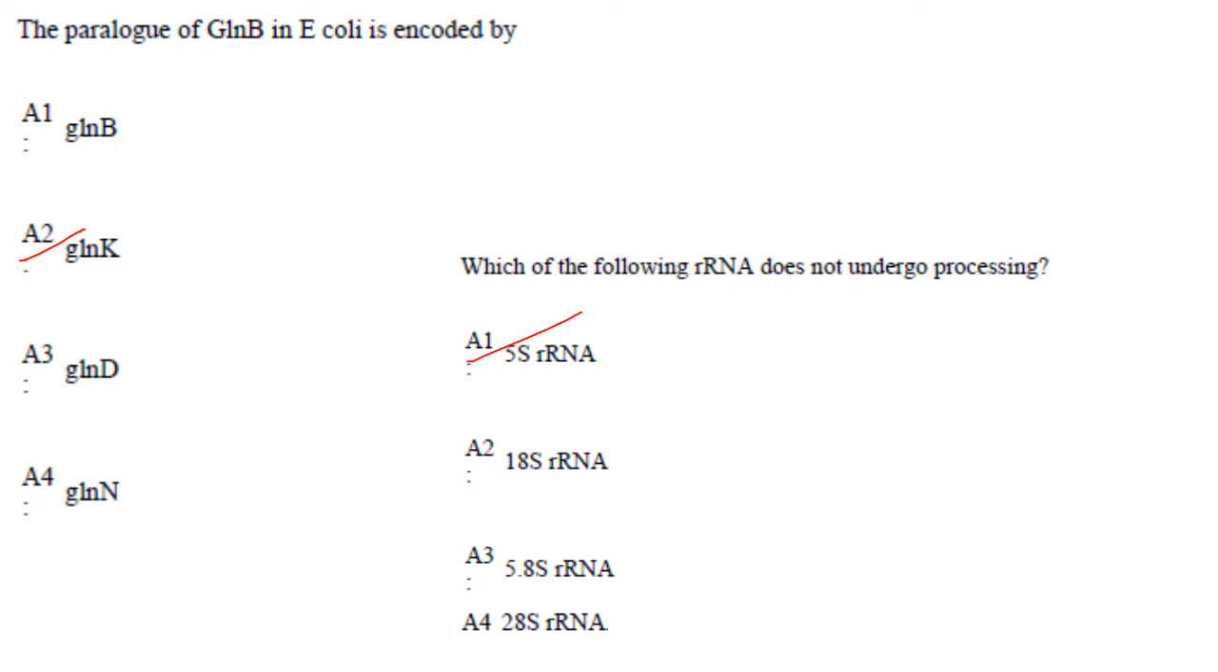It is 5S rRNA. The rRNA that undergoes the least post-transcriptional processing is the 5S rRNA. This is because it is synthesized separately and does not undergo any kind of cleavage. The rest, that is 18S rRNA, 5.8S rRNA and 28S rRNA, are derived by the cleavage of one single pre-rRNA transcript. So the answer is option 1, that is 5S rRNA.